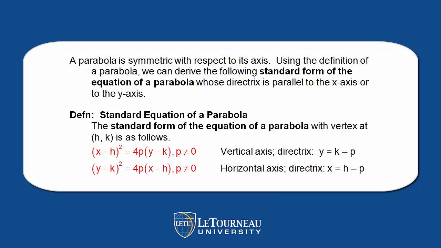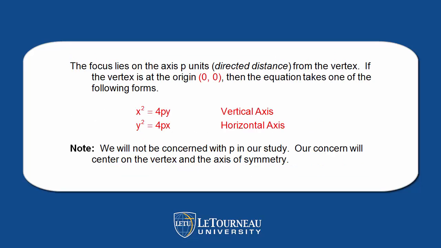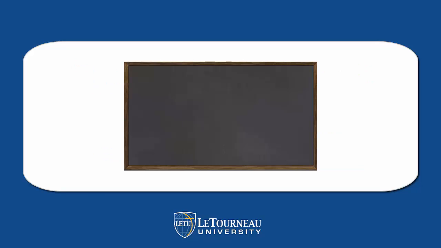Using the definition of a parabola, we can derive the following standard form of the equation. (x minus h) squared equals 4p times (y minus k). (y minus k) squared equals 4p times (x minus h). Now, if the focus lies on the axis, p units from the directrix, and the vertex is at the origin, then the equation takes one of the following forms: x squared equals 4py, or y squared equals 4px. We're not going to worry about p in our course.